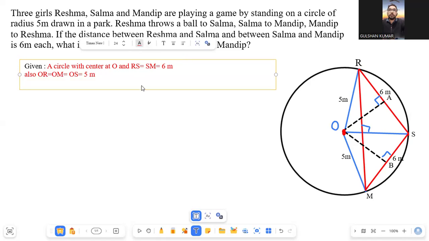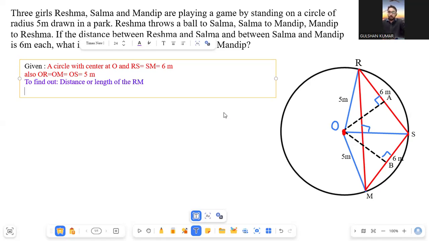Now to prove, or rather to find out, the distance between R and M, Reshma and Mandeep, that is the length of RM.